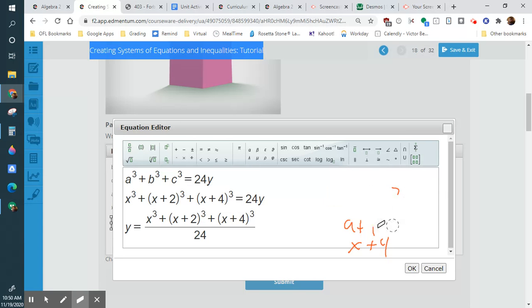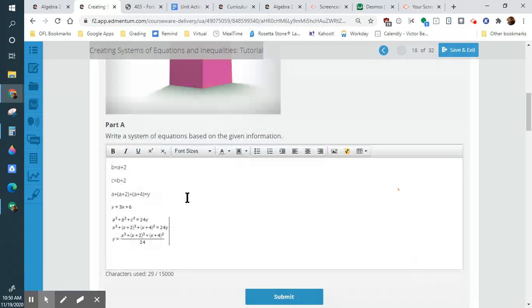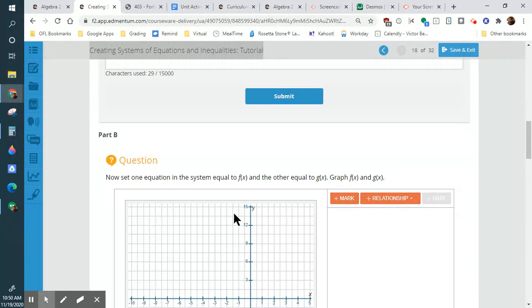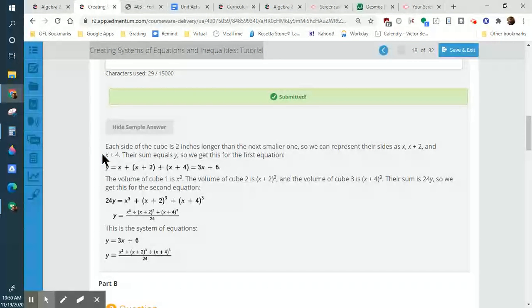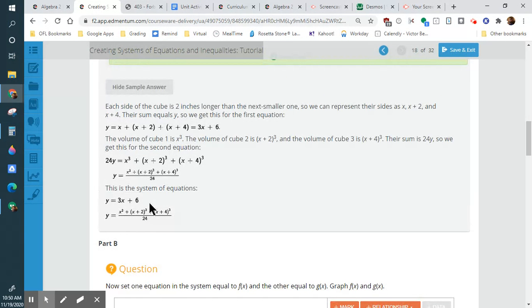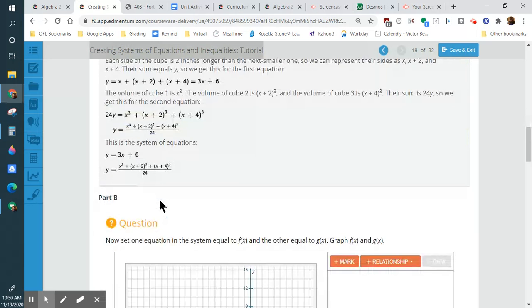All right. So all of that just to make our two equations, which Edmentum forgot to tell us is what they wanted. So I have these two equations. I have this one, y equals 3x plus 6, and I have this really long, complicated equation. So let me submit that, and you'll see that I wrote the same equations they did. They just forgot to tell us what they wanted. So these are two equations. They just kind of plugged it in a little slower.